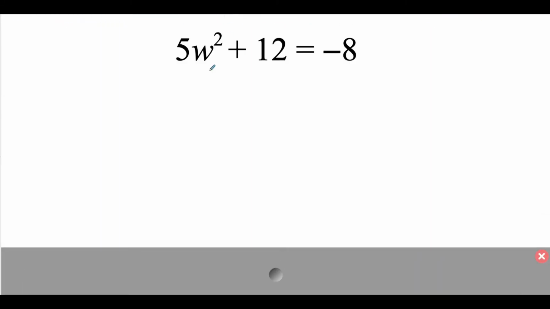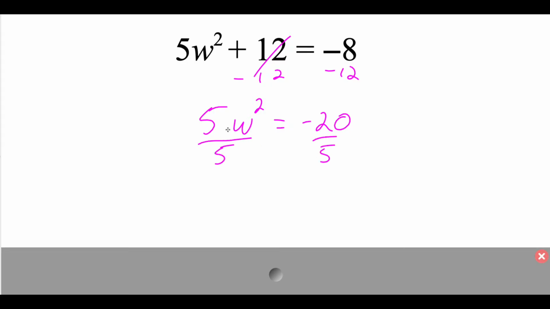Taking a look at this example, I've got 5w squared plus 12 equals negative 8. I see the plus 12 in there, so the very first thing I want to do is subtract 12 on both sides. So I get 5w squared equals negative 20. I need to get rid of that 5 that's attached to the w squared, so I'm going to divide both sides by 5. So I get w squared equals negative 4.